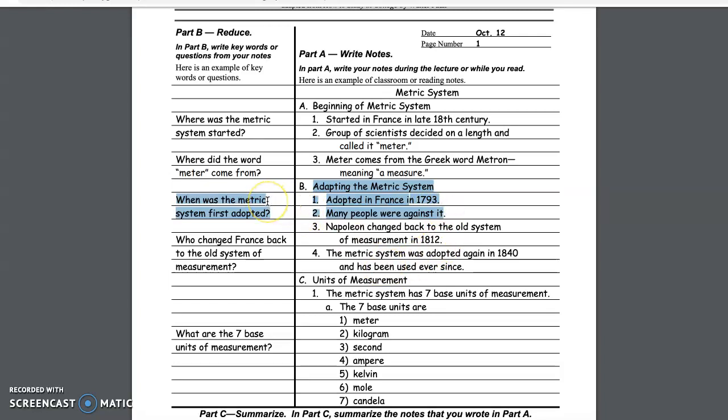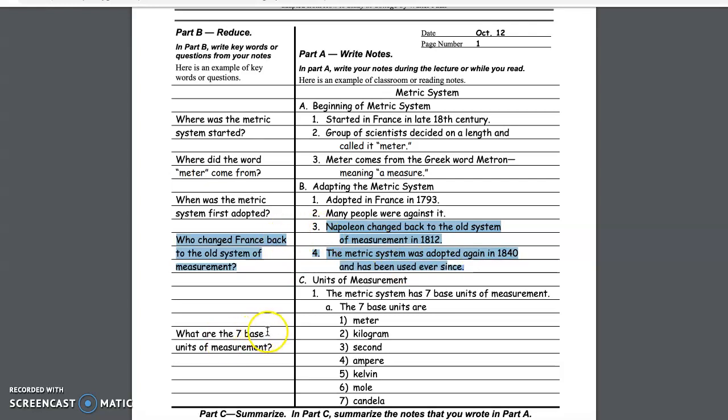So when was the metric system first adopted? It was adopted in France. Many people were against it. Here's another question. Who changed France back to the old system? Answered by these two ideas. So again, we have question and answer.